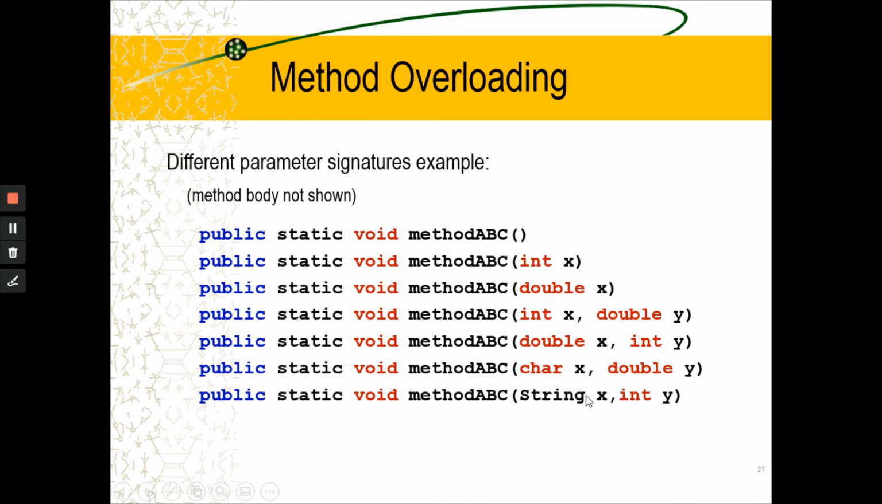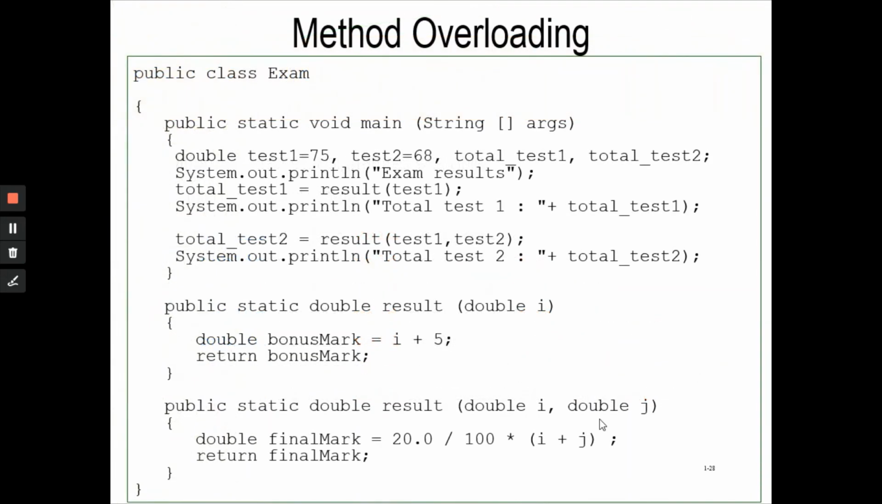So we call all of this method overloading, where you have methods with a similar name, but the parameters are different. Here it is exactly different because the data types are not similar. These four have two parameters but different data types. So all of these are method overloading. So let's see one example of code.